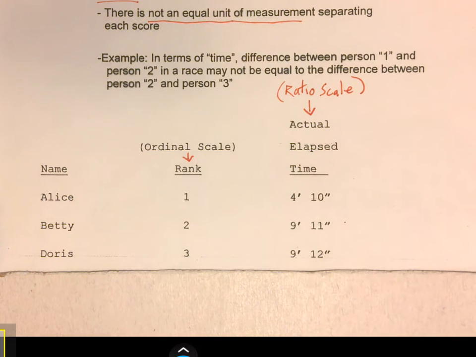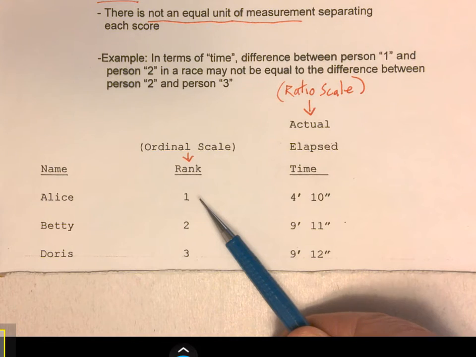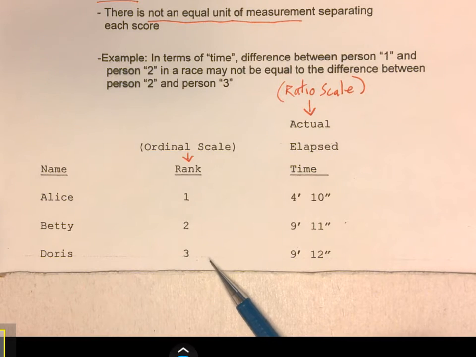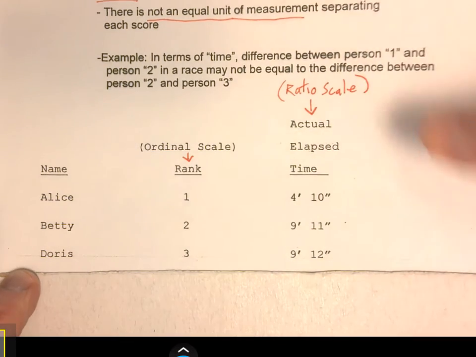What if I had measured the racing performance of these women, not in terms of hours and minutes, but just in terms of their rank in crossing the finish line? I would say Alice ranked first in the race, Betty placed second, Doris placed third. Notice this does not give me very much information.